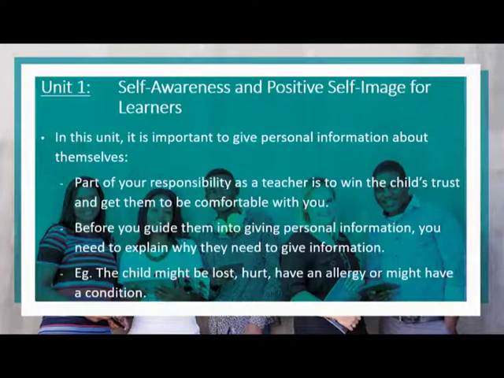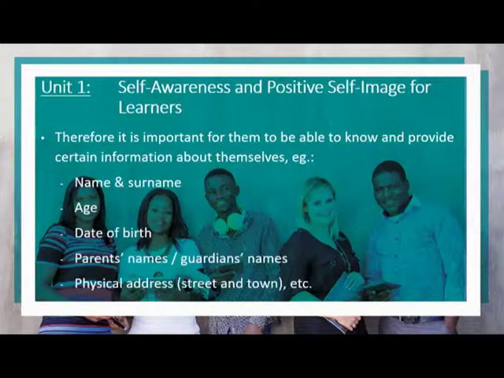Unit 1. Self-awareness and positive self-image for learners. In this unit, it is important for learners to give personal information about themselves. Part of your responsibility as a teacher is to win the child's trust and get them to be comfortable with you. Before you guide them into giving personal information, you need to explain why they need to give information. For example, the child might be lost, hurt, have an allergy, or might have a condition. Therefore, it is important for them to be able to know and provide certain information about themselves.